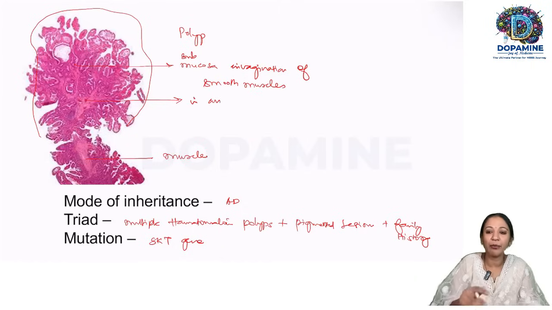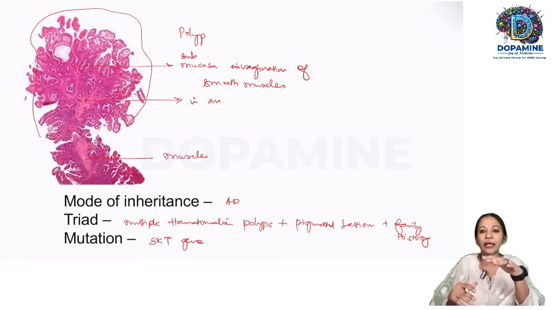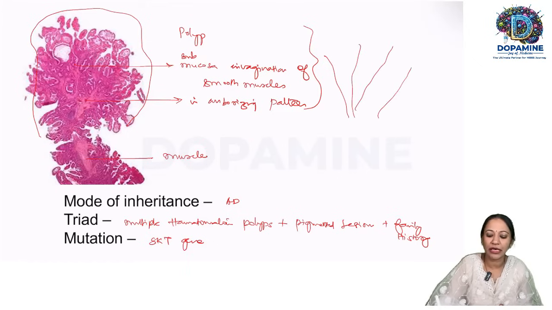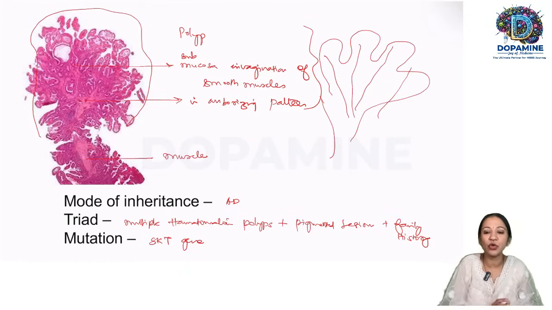In an arborizing pattern means finger-like, it goes inside. So this is very classical of this Peutz-Jeghers polyp. This is also called the Christmas tree appearance. Something like this, which is entering. So this is a polyp, where the smooth muscle is going like this. That is a very classic picture of Peutz-Jeghers syndrome, which can again be an important MCQ. So we'll go to the next.